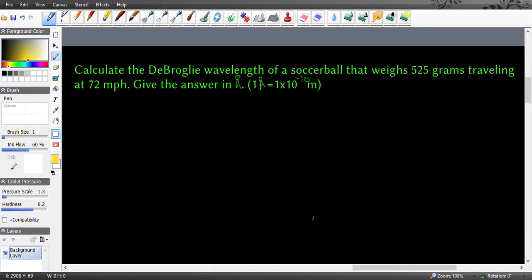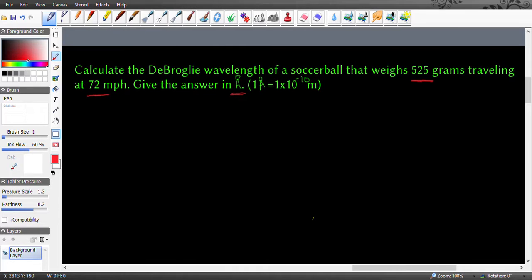Alright, so calculate the de Broglie wavelength of a soccer ball, which is a rather large item for trying to find wavelengths. So we're going to get a pretty funny answer. But for a soccer ball that weighs 525 grams, traveling at 72 miles per hour, and we want the answer in angstroms. So this takes care of a couple things for you guys.